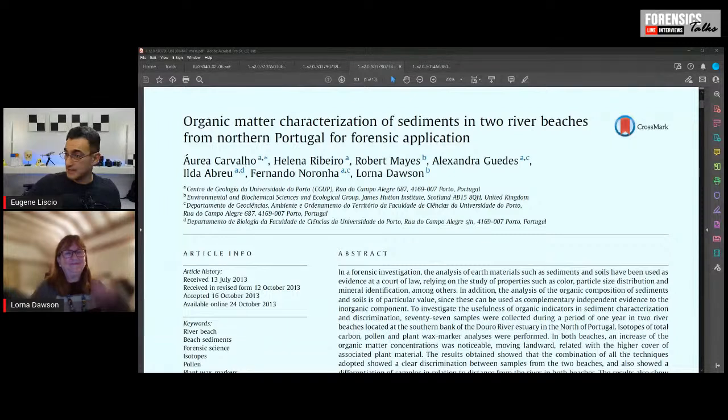You mentioned Portugal, and I noticed that you must have some colleagues there because there's a bit of work that's been going on in Portugal as well. But there was a paper here that talked about organic matter characterization of sediments in 2 river beaches from northern Portugal for forensic applications.